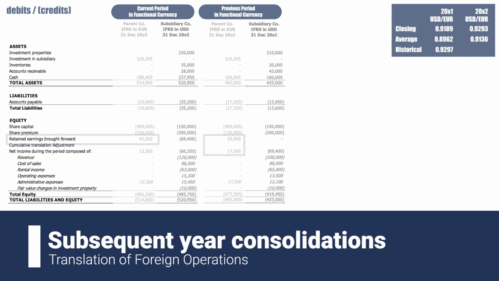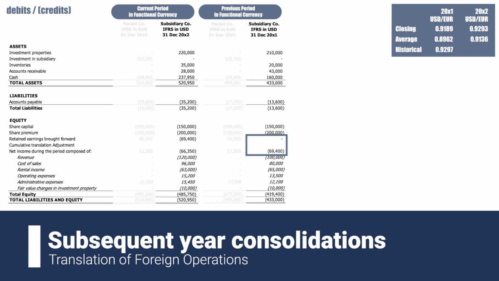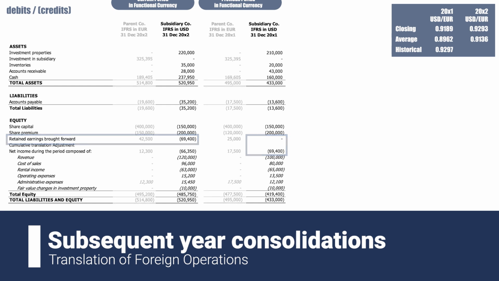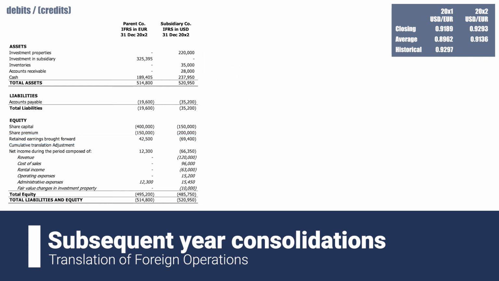Same goes for the subsidiary. The previous year's net income in USD plus the beginning balance of retained earnings in USD should be equal to the current year's beginning balance of retained earnings in USD. Any difference should be investigated. Now that we see that the balances are okay, we can proceed. Let's go to Subsidiary B's financial statements in USD.